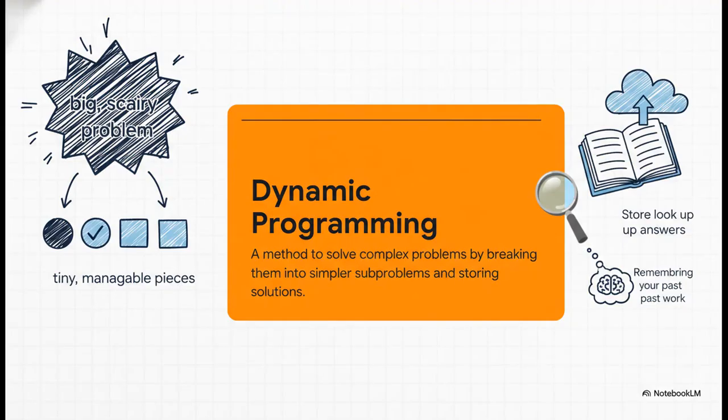And this is the core of it, really. You take a massive, scary problem and you just slice it into smaller, manageable pieces. You solve each of these tiny pieces just one time. And here, this is the magic part. You write down the answer. You store it, you save it for later. In programming, we have a fancy name for this: memoization. It's just a way of saying, let's remember our work so we can make our future life easier.